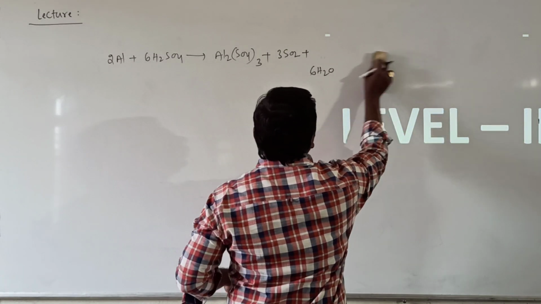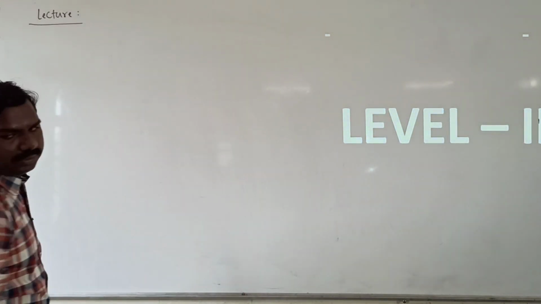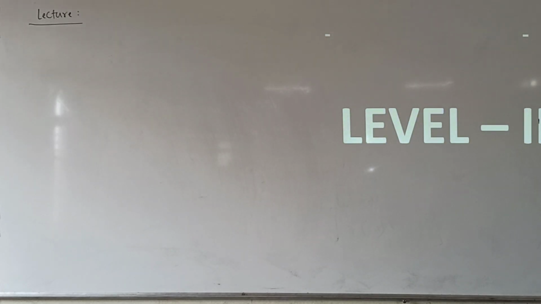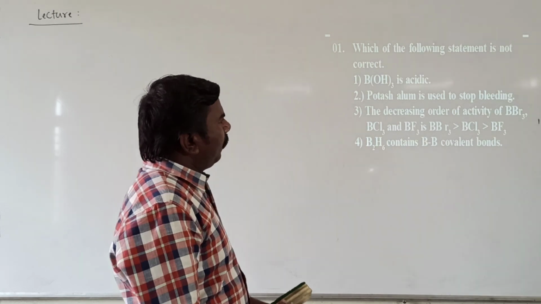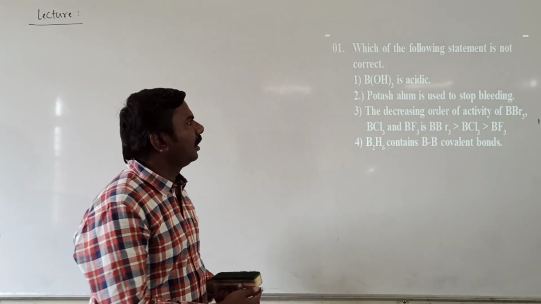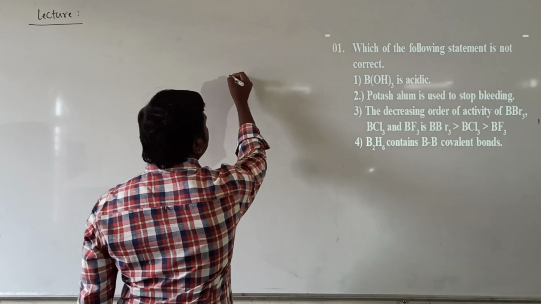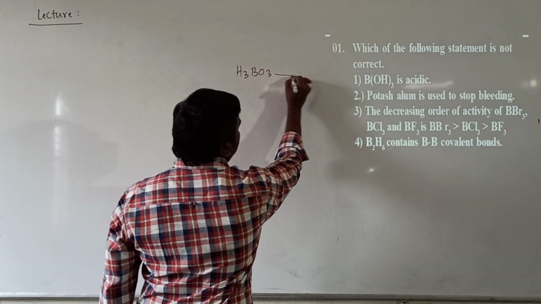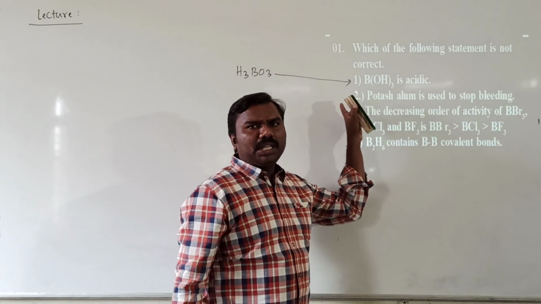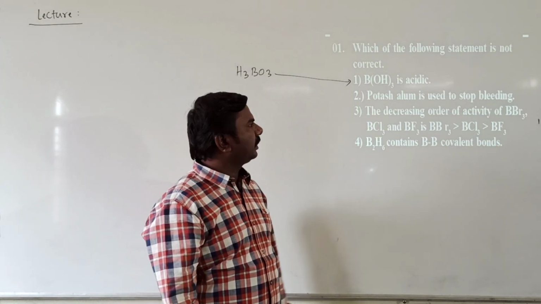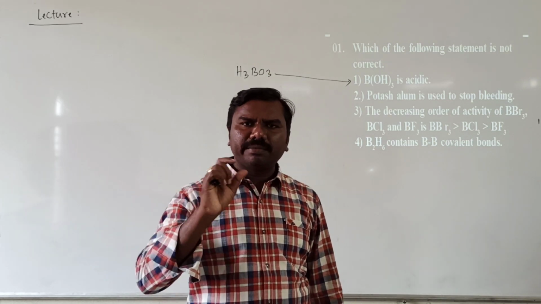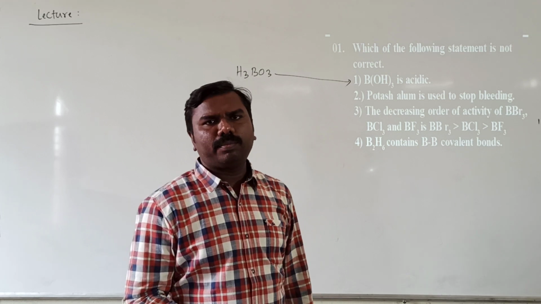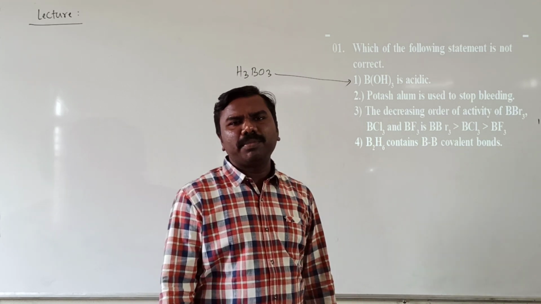Next, level 2. Okay, first bit. Which of the following statements is not correct? B(OH) thrice is acidic. It means H3BO3. It is H3BO3, acidic, not the boric acid. Potash alum is used to stop bleeding. You know, in saloons, if there is any cut, they will rub with a stone-like material called potash alum. It is used to stop bleeding.